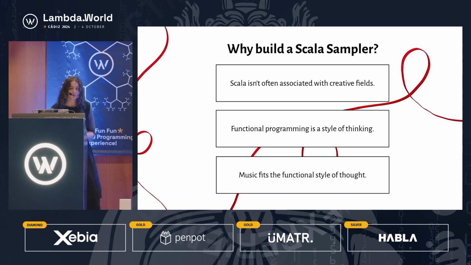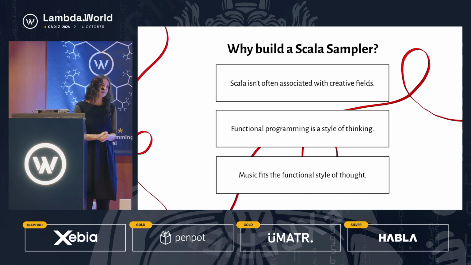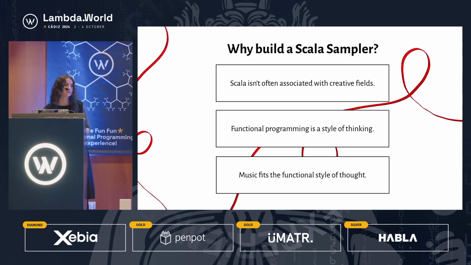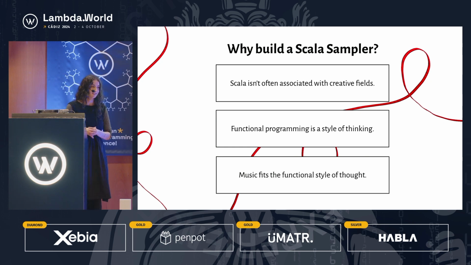Now, music is emotional and sensory, but it's also structural. It fits the functional style of thought. You can think of musical structures, musical elements like chords, harmonies, rhythms as data structures upon which one can do a bunch of transformative functions to create new musical elements. And music is full of weird mathematical patterns that somehow hit the same logical sweet spot as does working with functional programming, at least in my opinion.